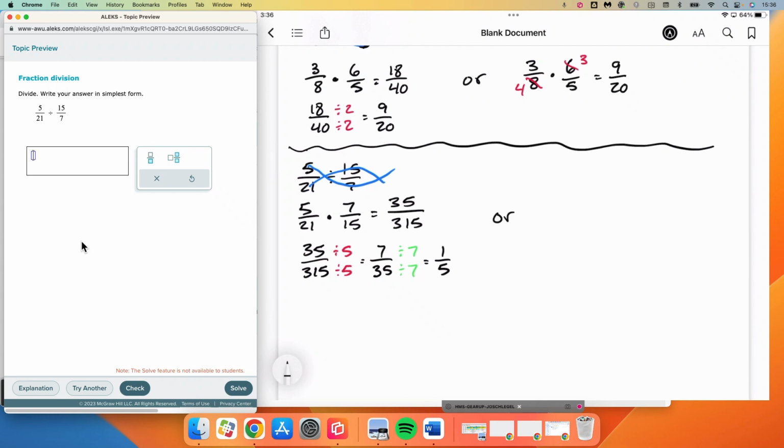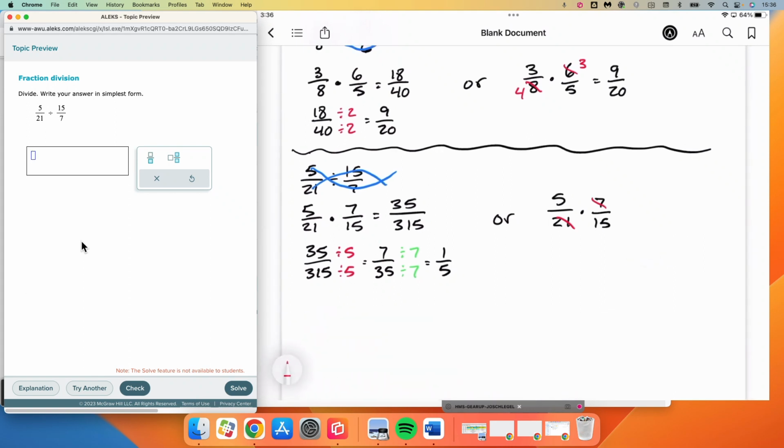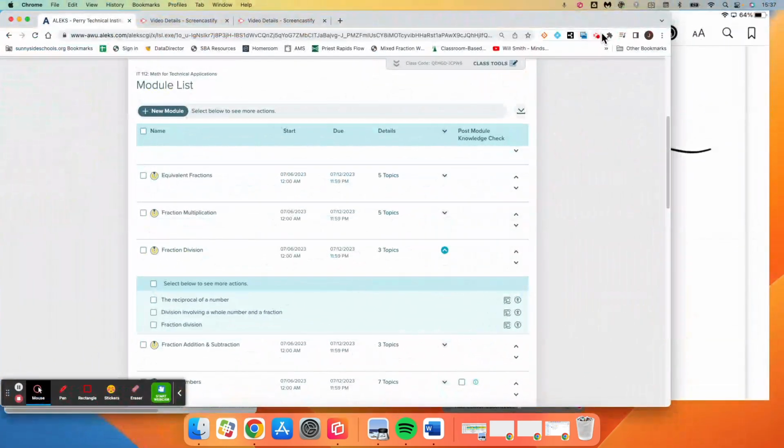Again, as we've done in the past with cross-canceling, once we get to multiplication, that is an option. And we could notice that 21 and 7 are both divisible by 7. That becomes a 3. That becomes a 1. 5 and 15 are both divisible by 5. That becomes a 1. That becomes a 3. Why is that going to become that? Give me 1 second. I'm going to check my work.